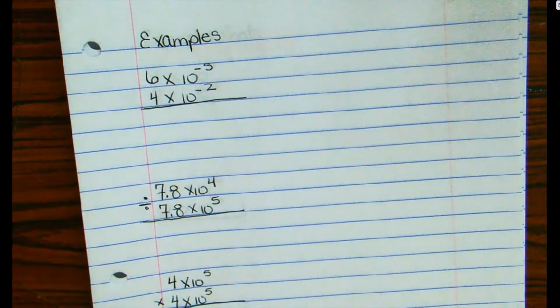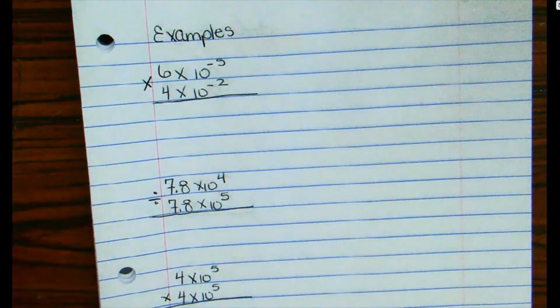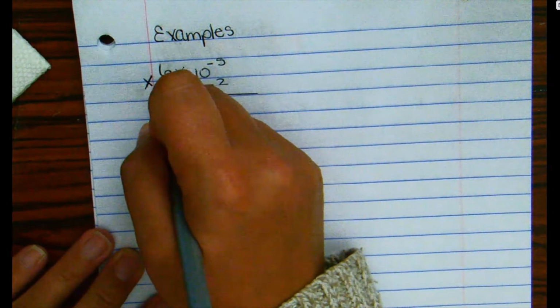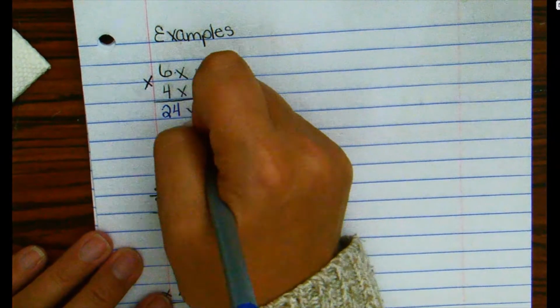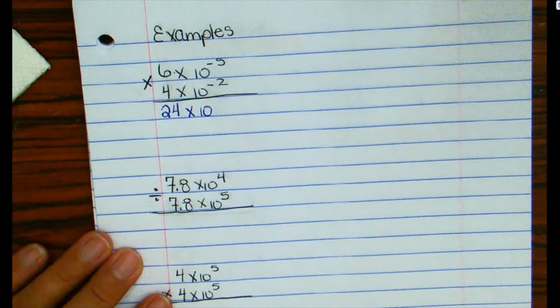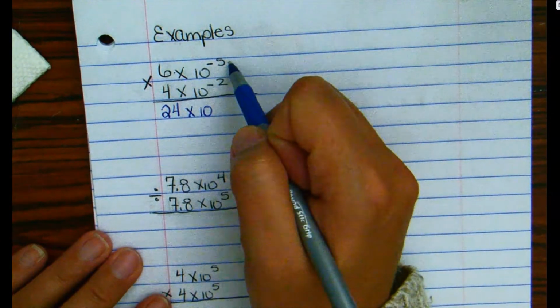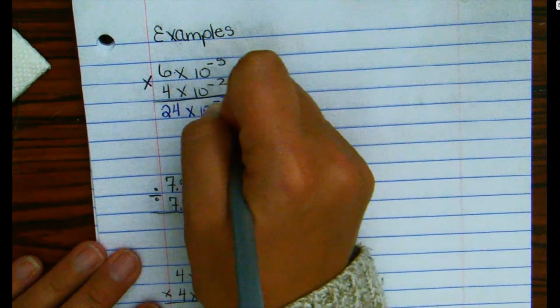So example 1. 6 times 10 to the negative 5th multiplied by 4 times 10 to the negative 2nd. So remember, we're going to do this side first. So 6 times 4 is 24. Then we're going to write the start of your scientific notation, and then for multiplication, we're adding. So negative 5 plus negative 2 is negative 7.